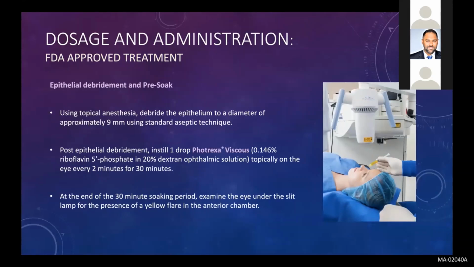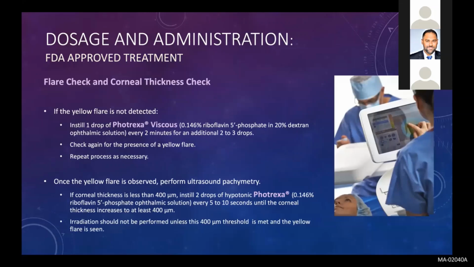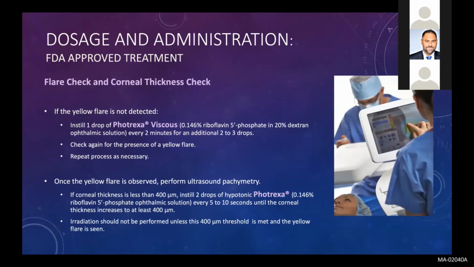I talked about this a little bit, and Dr. Kim obviously showed us how we do that. Like I said, it's important to check after 30 minutes to see if the riboflavin flare is there to show that enough of the protein has been absorbed by the cornea. And once you see that, then you can proceed to the UV light.